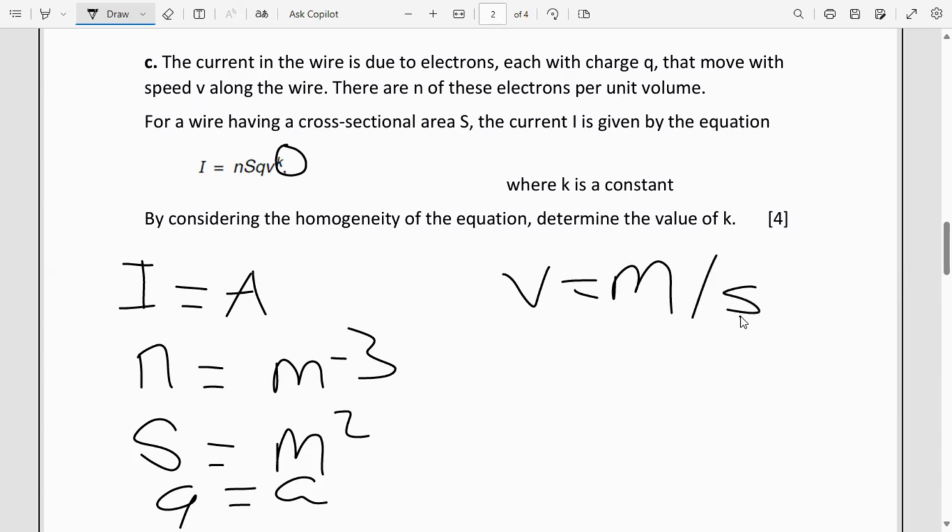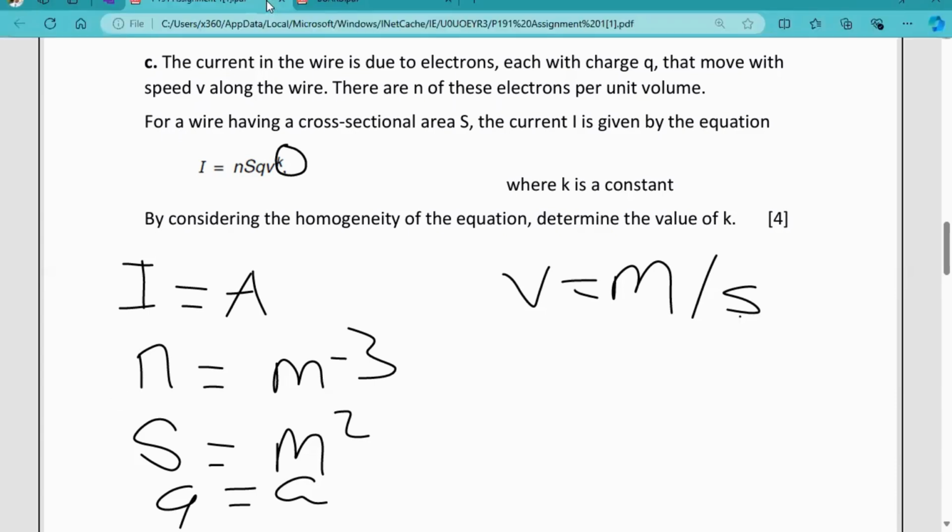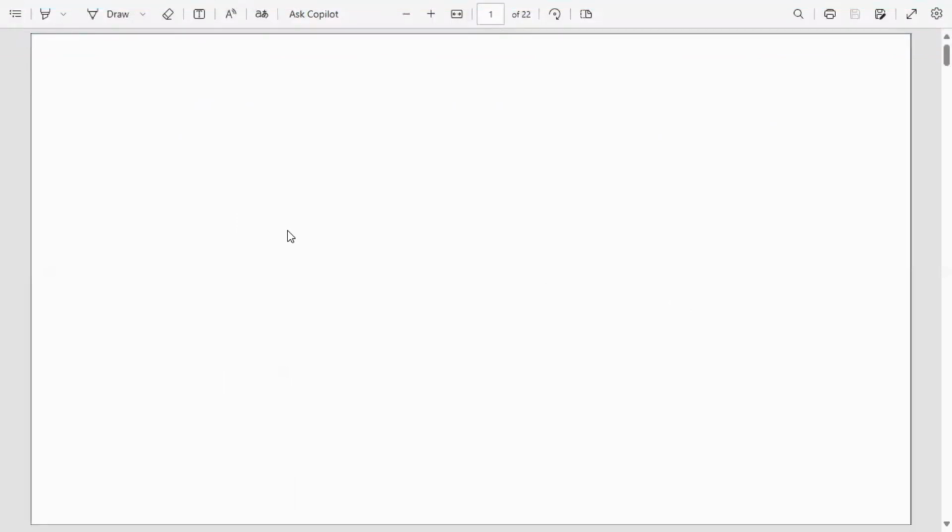So now that we know all the base SI units for the physical quantities in that equation, what are we going to do? Let's put that equation into its dimensions so that it becomes easier to handle. We've been given the equation I = N S Q V^K. Now that we've seen the dimensions of all these physical quantities, let's put them in this equation.